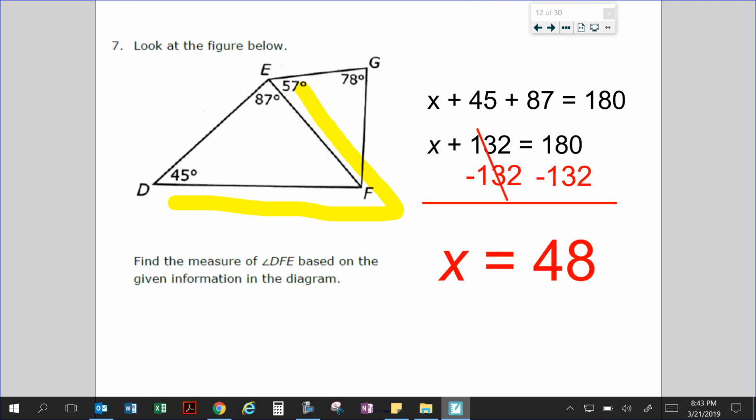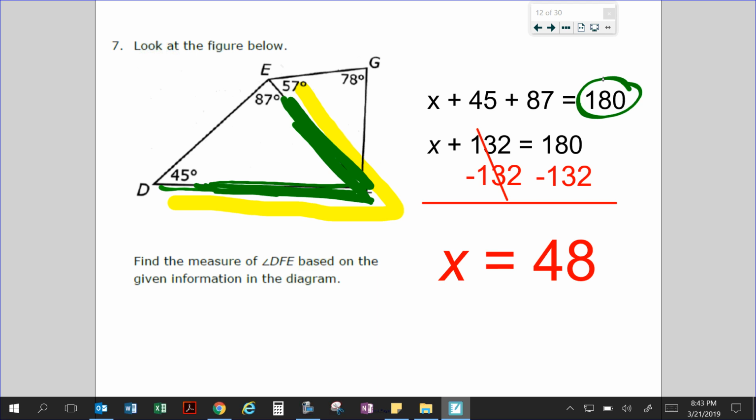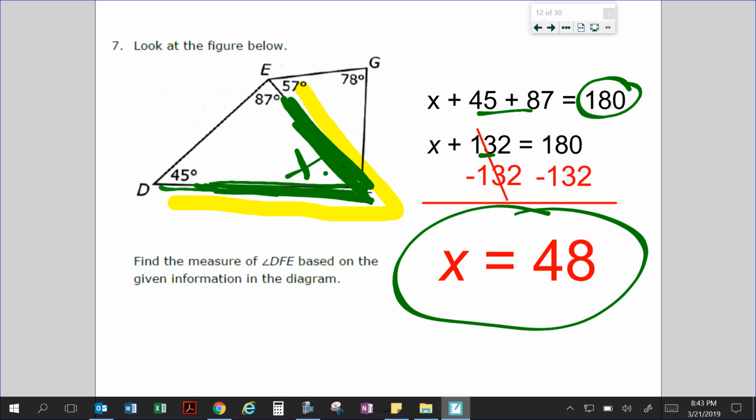Number 7, find the measure of D, F, E. This measure right here. What kind of angle do you see right here? So what do you know about a triangle? A triangle always adds up to what? 180. So 45 plus 87 plus x equals 180. 45 plus 87 is 132. If I subtract 132 from both sides, x equals 48. To check your work with a calculator, 45 plus 48 plus 87 is 180.